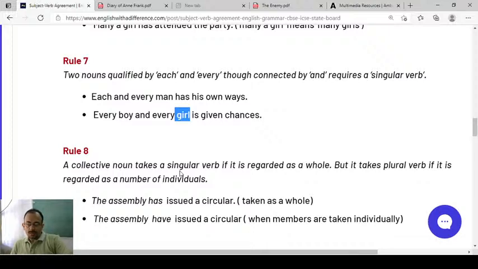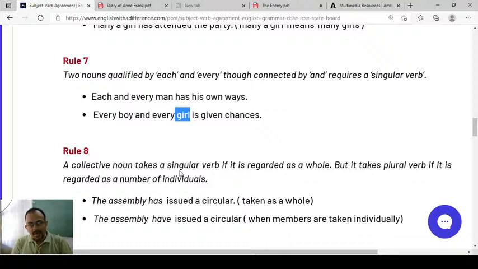So here, two nouns qualified by each and every. It means that if each of the nouns is preceded by every, preceded by का मतलब क्या होता है? देखो, preceded by means going before, followed by means going after, preceded by means going before.